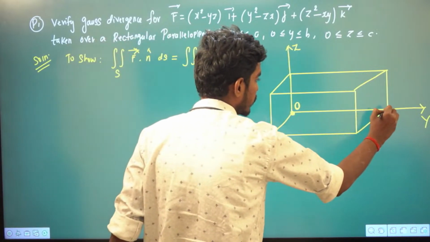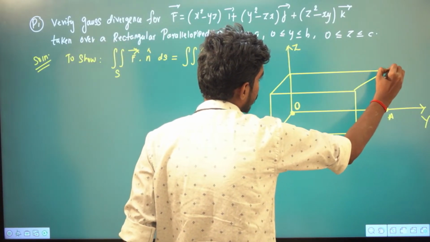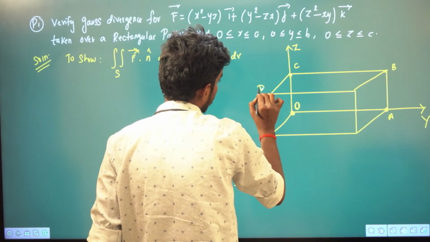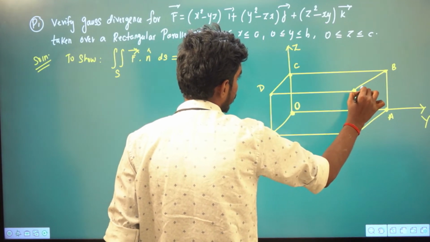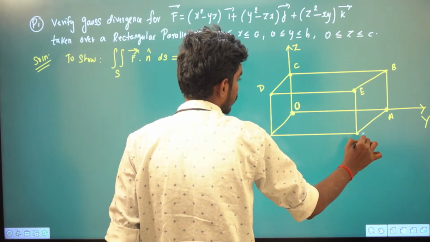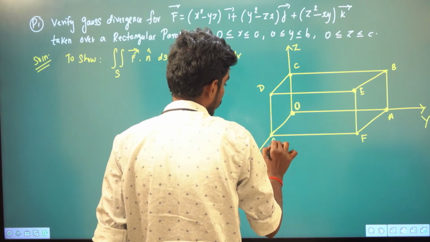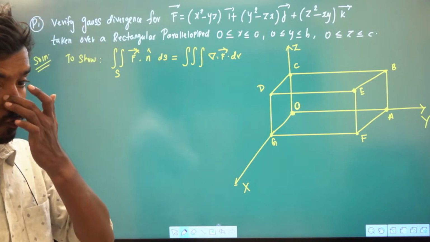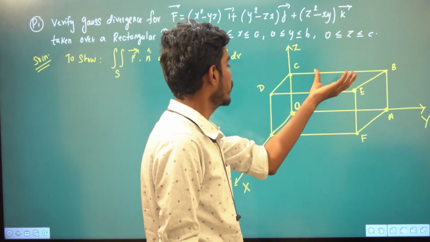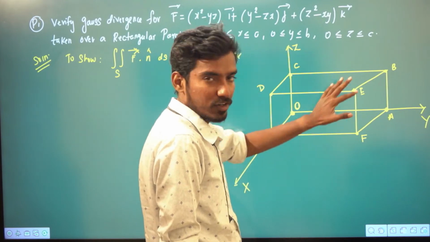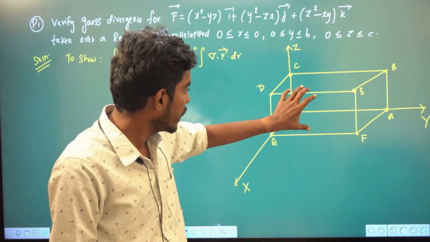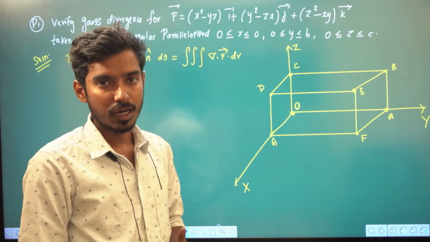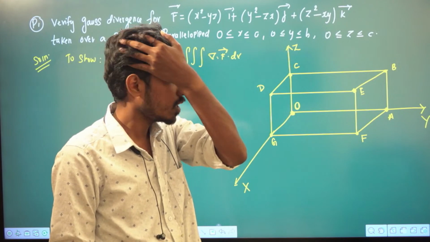Let us call this A, B, C, D, E, F, G. Right? So we have named all the vertices. See, cuboid or cube will have six faces, right? Front, back, left, right, up, down. So you can visualize there are six faces here. And there will be 12 sides that you all know.